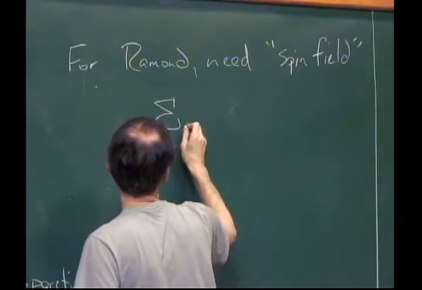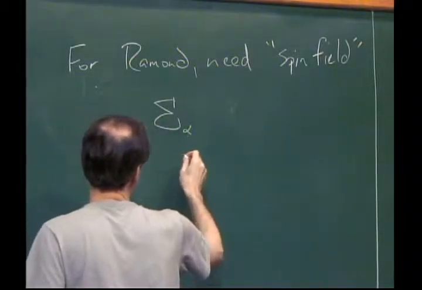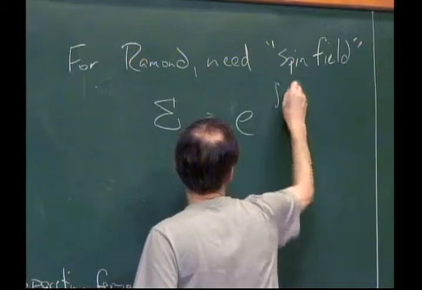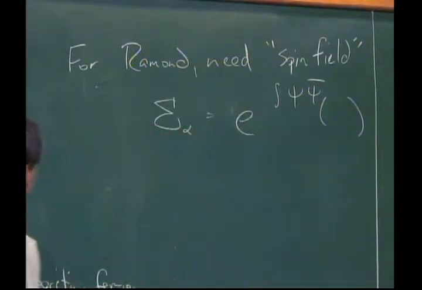So the spin field will be defined to be, I'm not going to try to define it yet, but it turns out to be a complicated function of psi which requires bosonization, and we'll get there, but I don't want to describe it yet. But the vertex operator is more complicated.